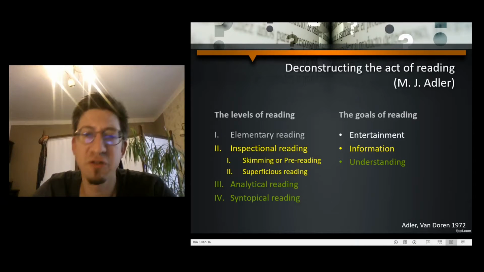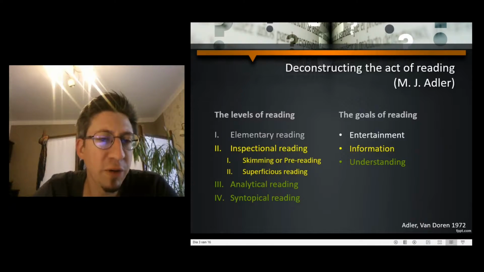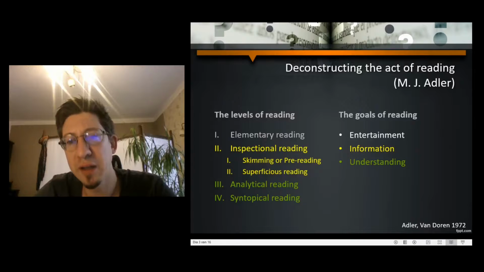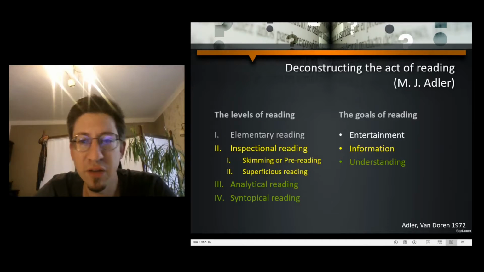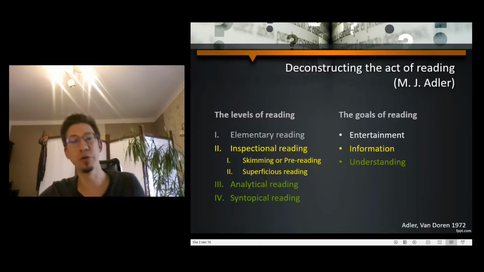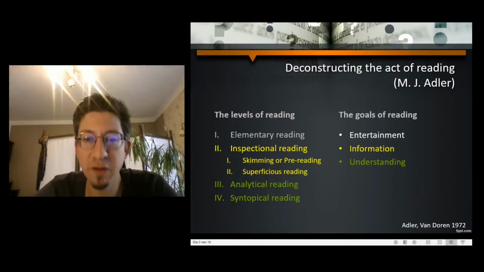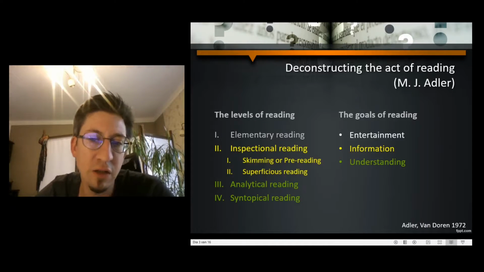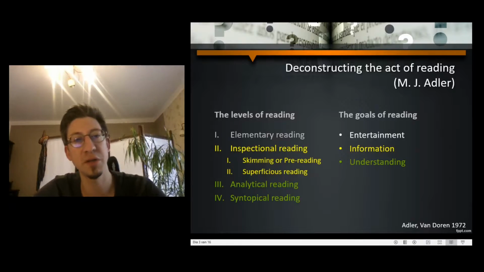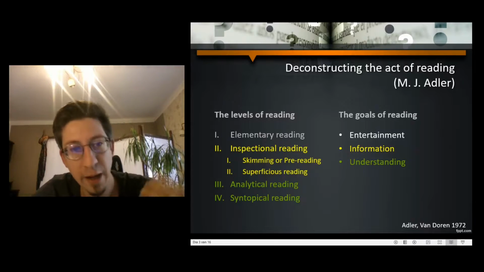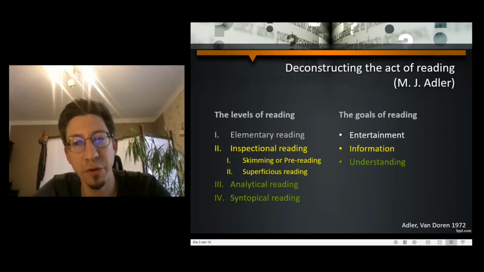The second one is inspectional reading. Here you're looking for information. You're trying to get something out of it. And here we have 2 kinds: skimming, or pre-reading, or superficial reading. And then we go to the 2 levels which are listed in green here, analytical reading and topical reading. Here the goal is to understand, to go beyond the words and get an understanding of what the author actually tries to say.